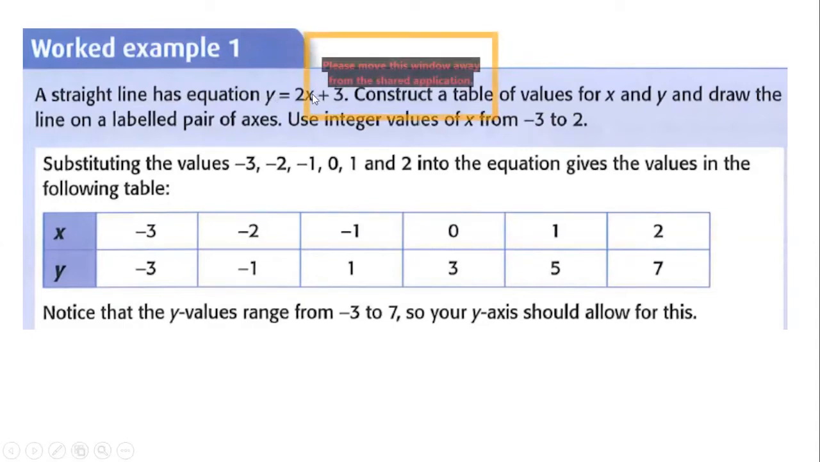So if x is minus 3, 2 times minus 3 is minus 6, plus 3, minus 3. 2 times minus 2 is minus 4. Minus 4 plus 3, minus 1. So when you substitute all these values, you will find the respective y values and place them in the table. Now, as we did in the previous example, let us try to plot on the coordinate axes all these pairs: minus 3, minus 3; minus 2, minus 1; minus 1, 1; 0, 3; and so on. And see what it looks like.